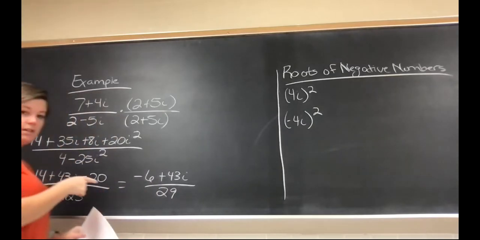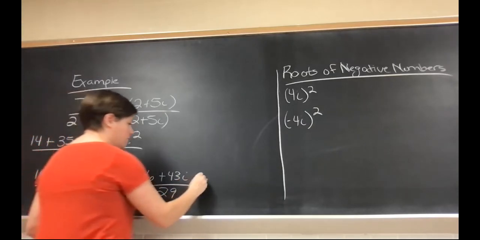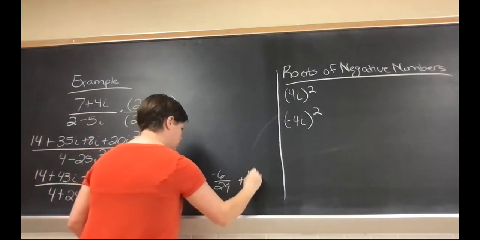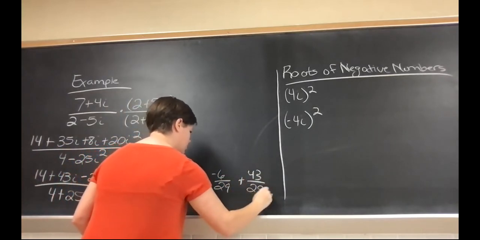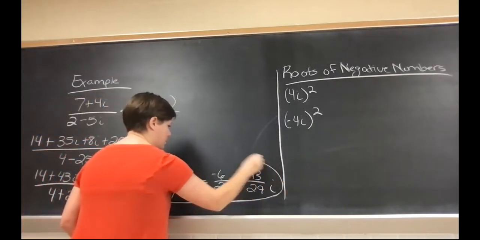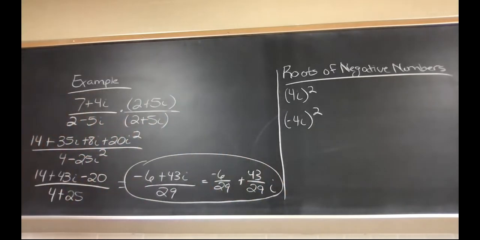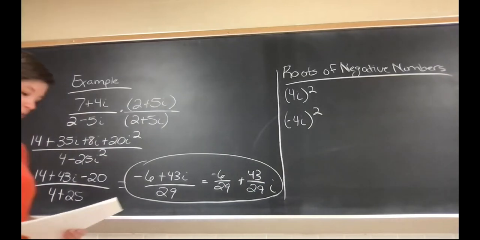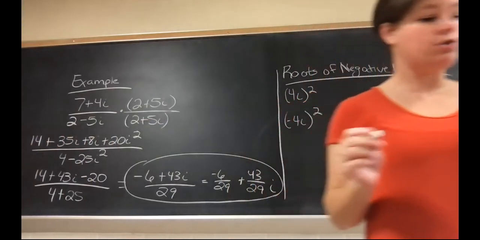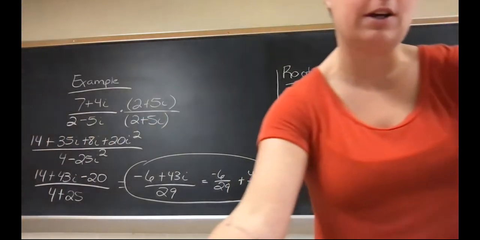Again, you can leave it like this, or you can separate it out to where it would be negative 6 over 29 plus 43 over 29 i. Either of these is correct and acceptable. So working with complex numbers, you will get pretty good at doing your FOIL method, which is good. It doesn't really go away, so it's good to know.